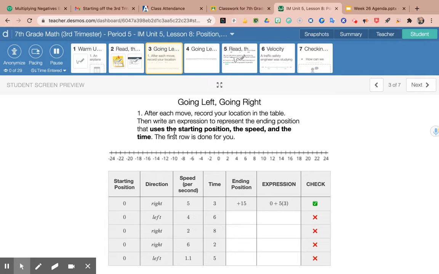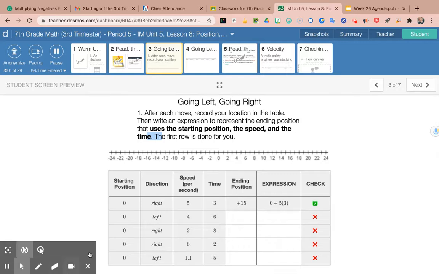Going left and going right. After each move, record your location in the table. Then write an expression to represent the ending position that uses starting position, speed, and the time. The first row is done for you. So notice that my starting position is 0. So it's 0 for all of them. So that means that my person is going to start at 0. So there's a number line here for you to visualize it. So my person starting at 0.